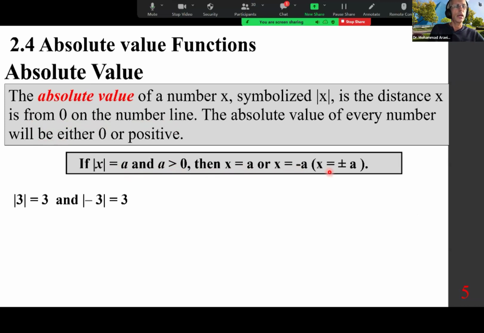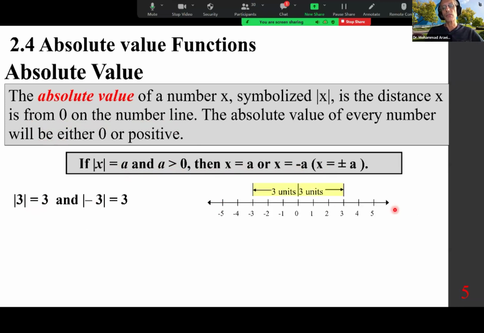For example, absolute value of 3 is 3, so is absolute value of negative 3, because as we look at the number line, by definition it is distance from 0. So 3 units to the right, 3 units to the left, and that gives us two numbers, positive 3 as well as negative 3.